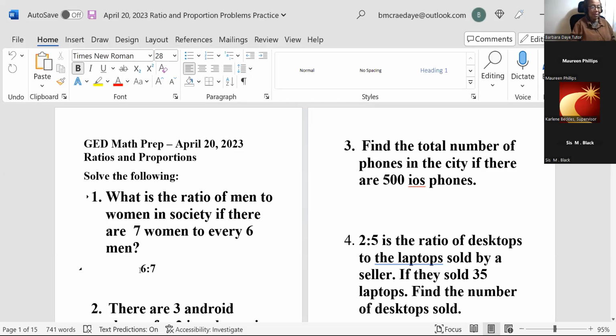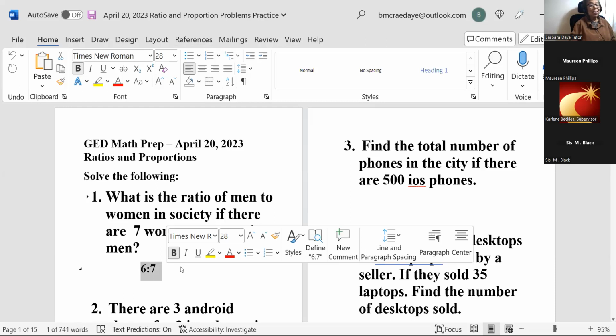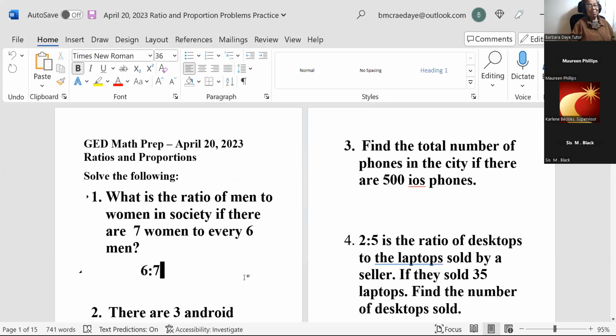Just like that? That's it. I asked for ratio. Remember I told you the ratio is a comparison of two quantities. I gave you the two quantities. Yes, but it sounds like women to every. No, it's 7 women to every 6 men. So for every 6 men, there's 7 women. So the quantity of women is 7. The quantity of men is 6 in the ratio.